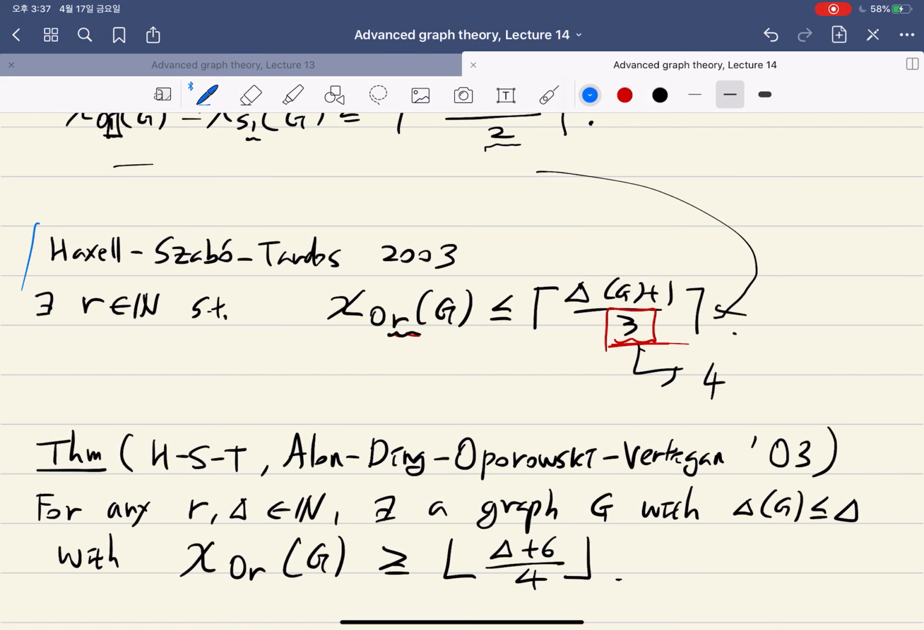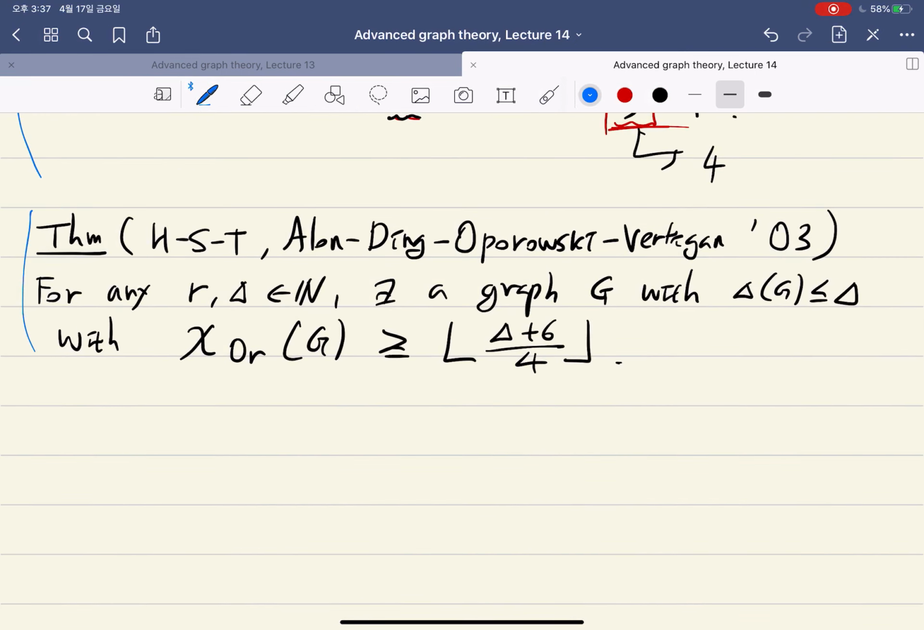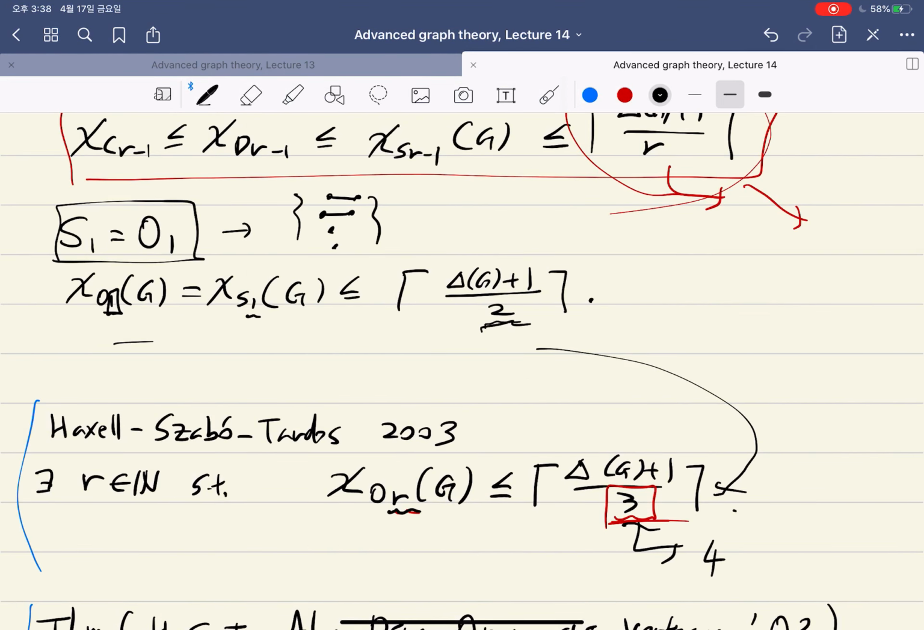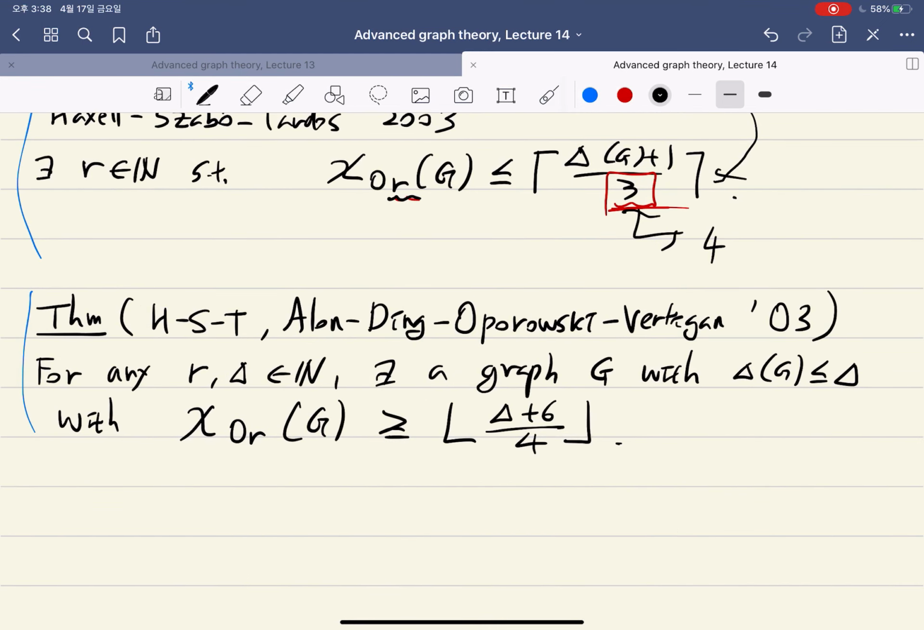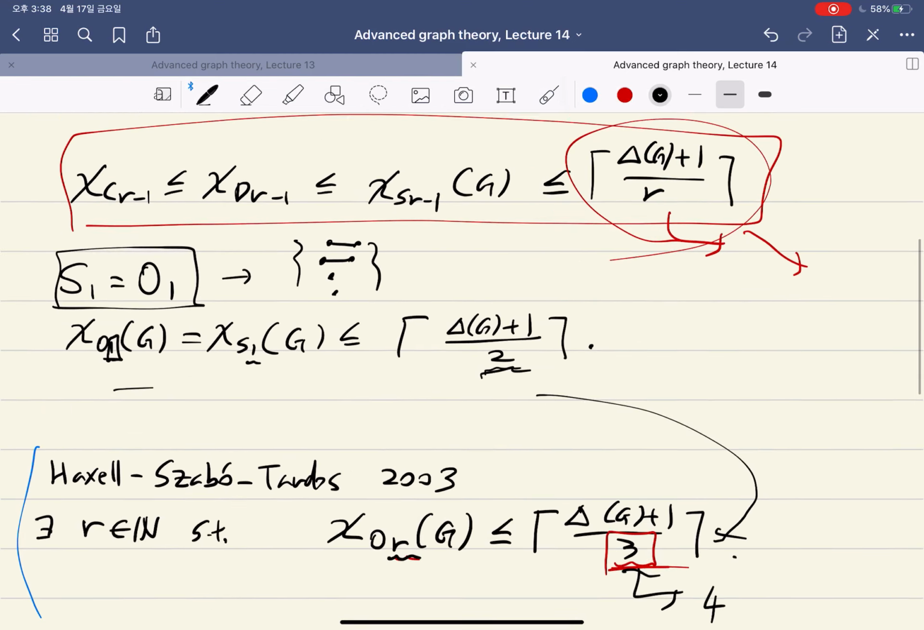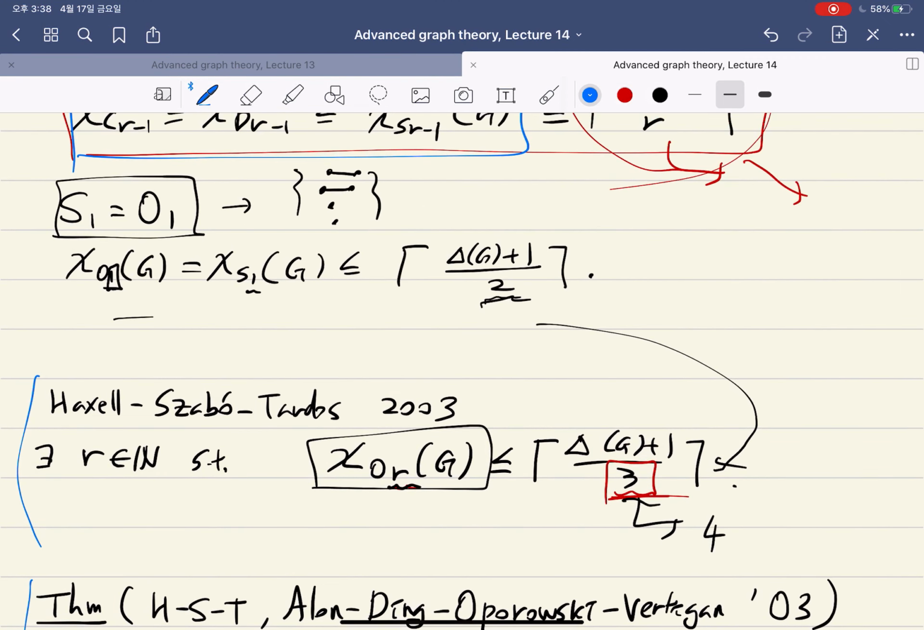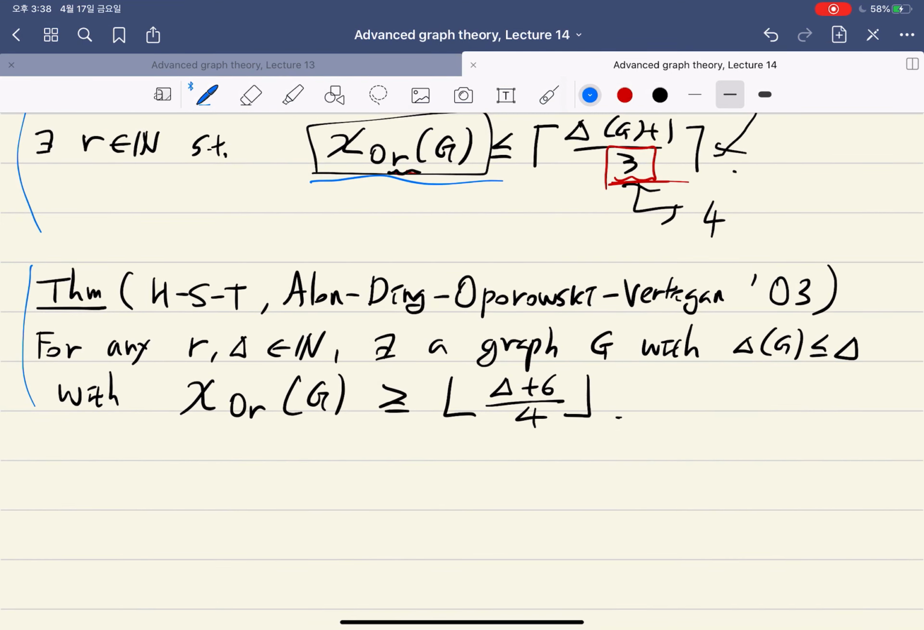So we will not prove this first theorem, but we will prove this second theorem. And this shows that this upper bound, of 2 or 3, is not too bad an upper bound, as you cannot really improve this further to 4. So this shows that this O_R chromatic number has a different behavior than these other 3 in terms of its bound related to the maximum degree.